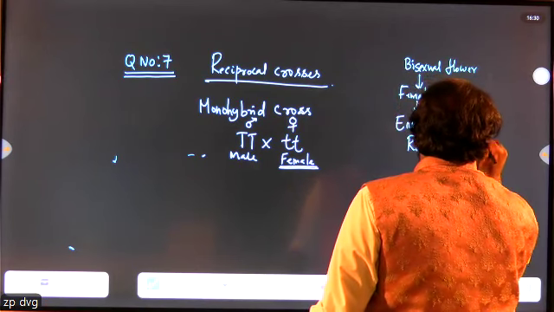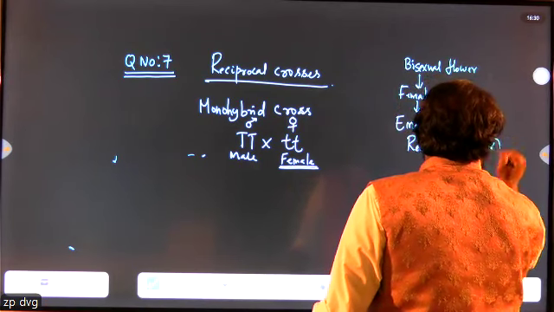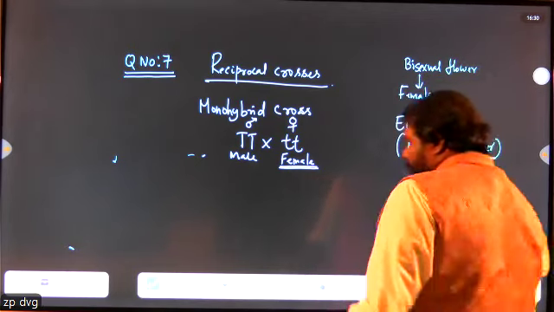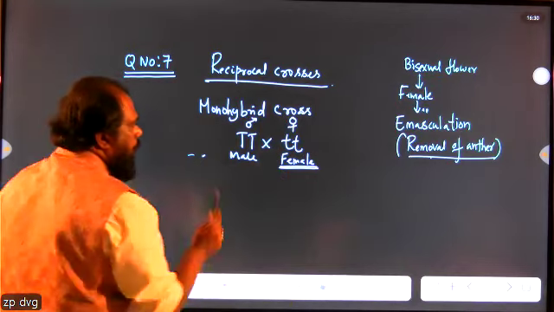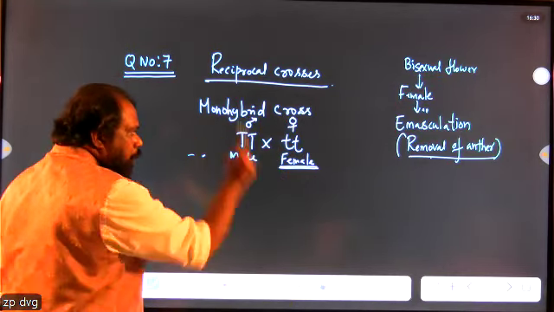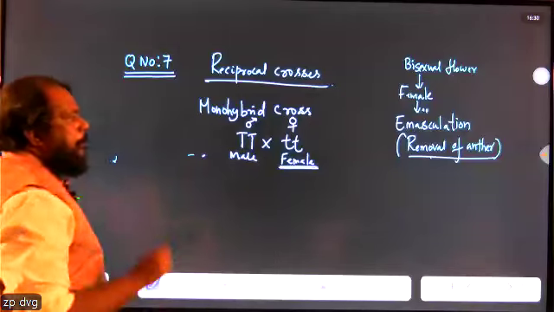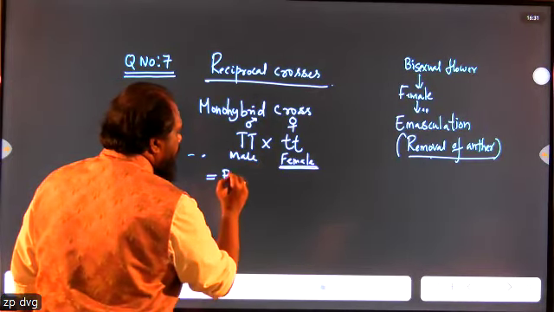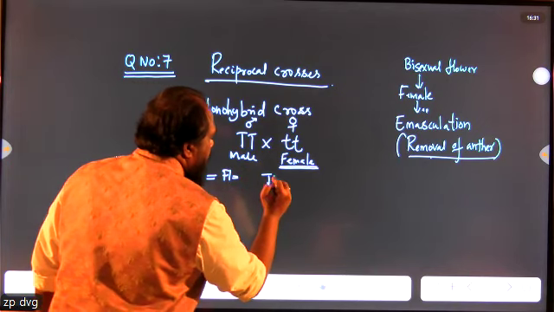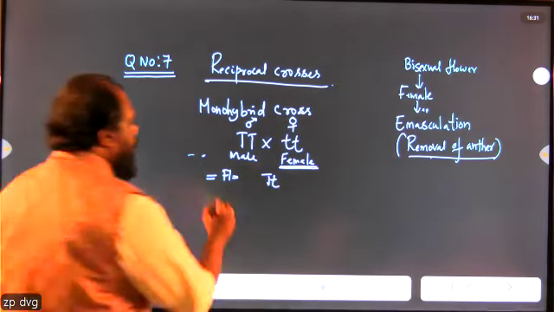Hope you have studied sexual reproduction in flowering plants. Emasculation: when I do emasculation, this becomes female. If I allow the anther to mature, this becomes male. Now what will you get in F1? I'm not doing the complete cross. In F1, you will get capital T small t.